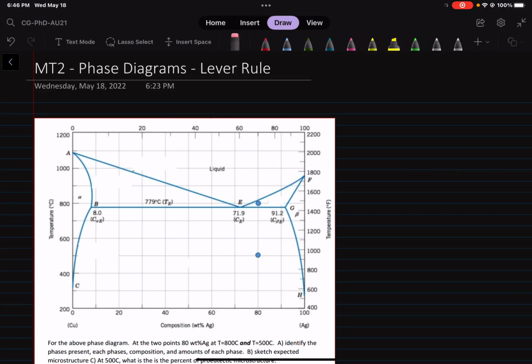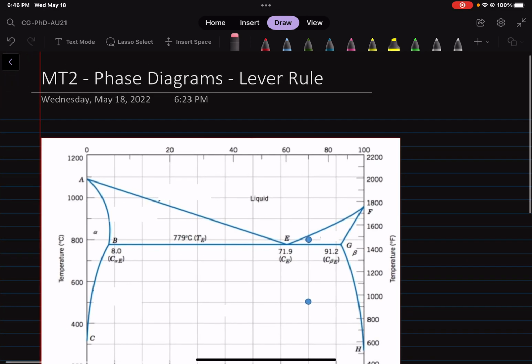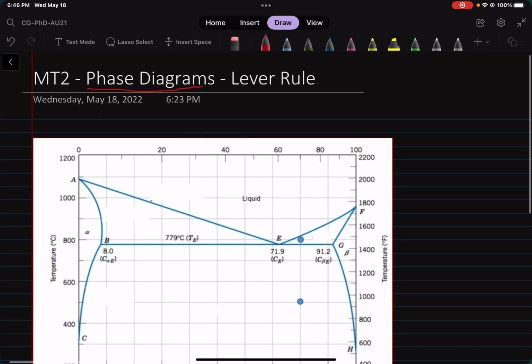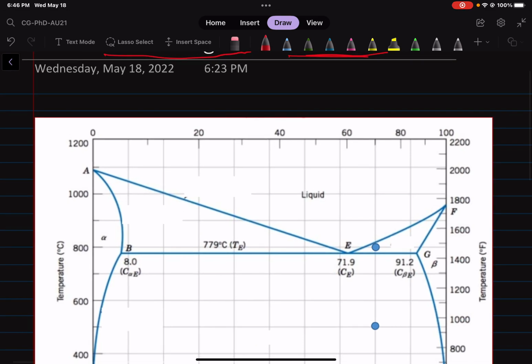All right, so I'm making this video to cover some important topics and practice problems for the midterm preparation. This will cover phase diagrams and how to use lever rules, how to identify phases, and how to find compositions, amounts, and how to draw microstructures.